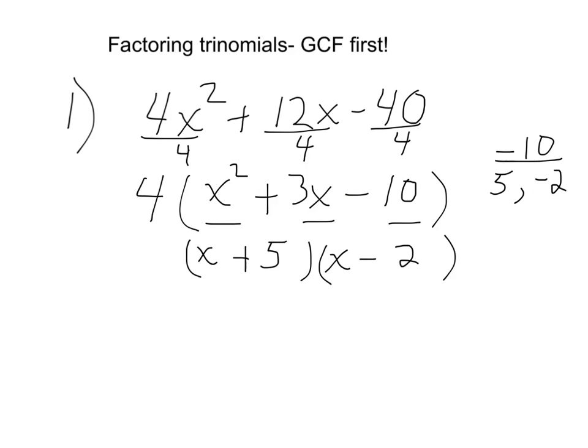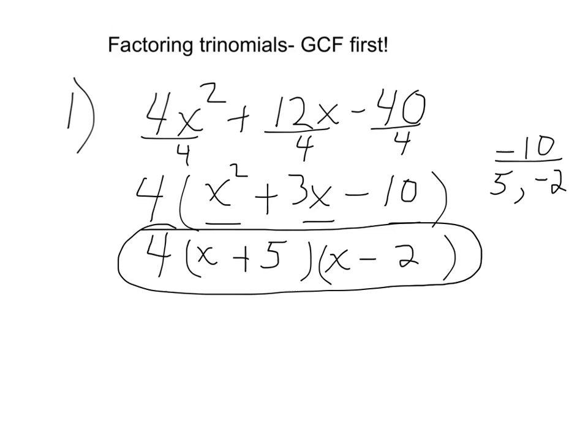Now what do we do with this GCF that we took out? Well, we can't forget about it because we want to keep it equivalent to the original. So once I take the GCF out, it just sort of drops down and rides along with our factorization. So our final answer for this question, factored completely, would be 4 times the quantity x plus 5 times the quantity x minus 2.